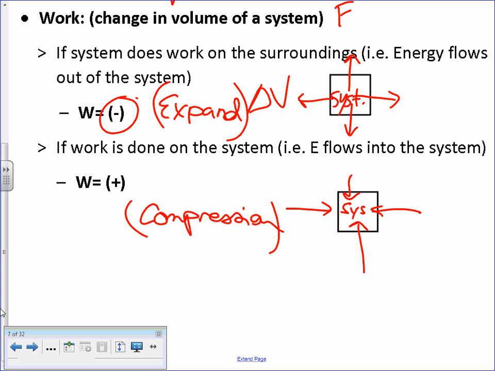Something like a piston again. And so the work in this case, the energy transfer would be positive because the system is getting it back. So this is a new concept, but we're going to work with this in chemical equations now.